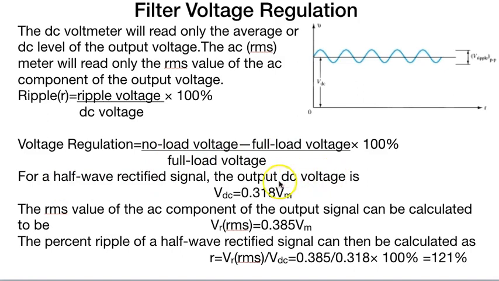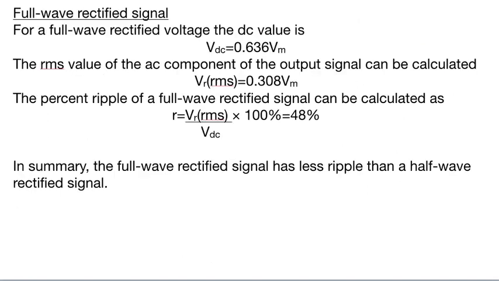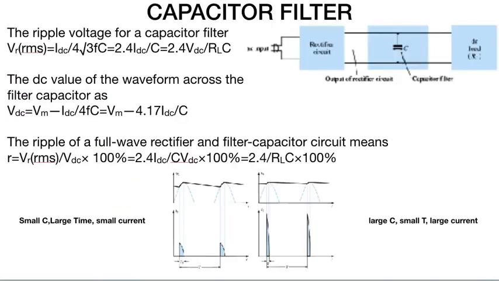For half wave, we have already talked that VDC is 0.318 Vm. For RMS, it is 0.385 Vm, which makes it 1.21 ripple, 1.21 ripple for half wave rectifier. For full wave rectifier, it's 0.48. Thus, the ripple in a full wave rectifier is much less in comparison to the half wave rectifier.